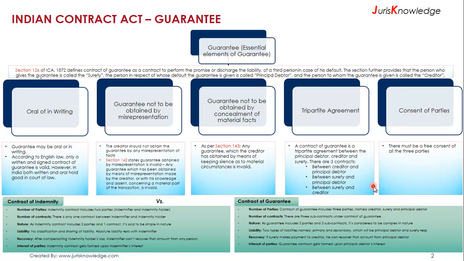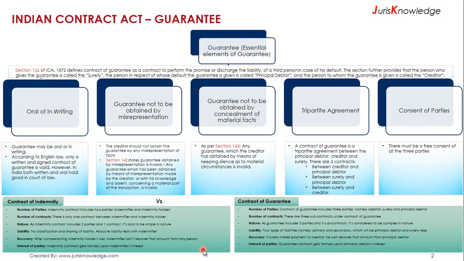There are three contracts which typically get created in case of a contract of guarantee. The first one is between the creditor and the principal debtor. The second one is between the surety and the principal debtor, and the third one is between surety and the creditor. The last essential element of a guarantee is that there must be a free consent of all the three parties. Any kind of force applied on any of these three parties will result in the contract of guarantee being invalid.